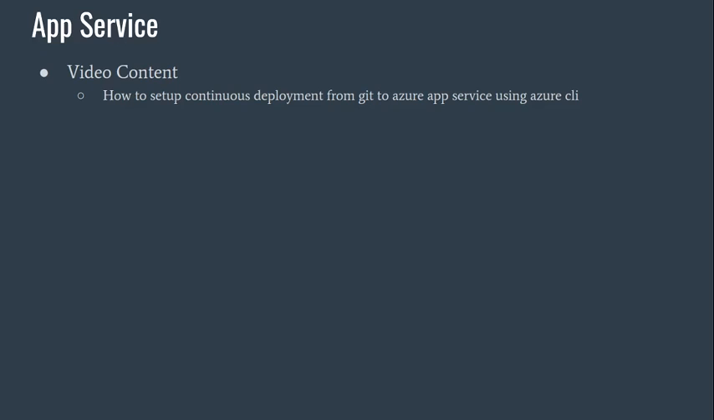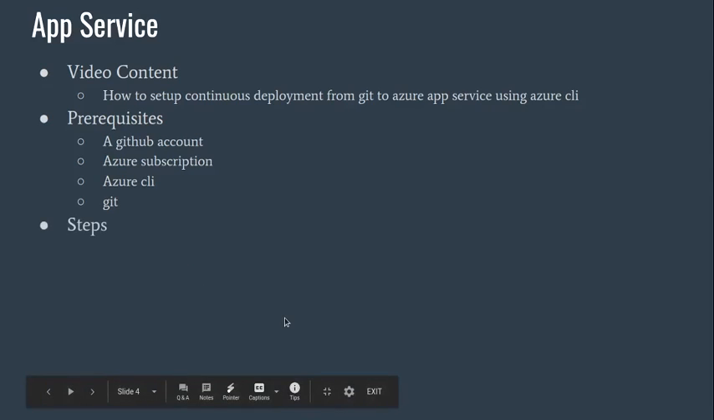For this session, we will need to have the following prerequisites in place. You should have a GitHub account from which we will set up continuous integration. You should have an Azure subscription. You should have Azure command line interface installed in your machine. You should have a Git client installed in your machine for Git specific activities.